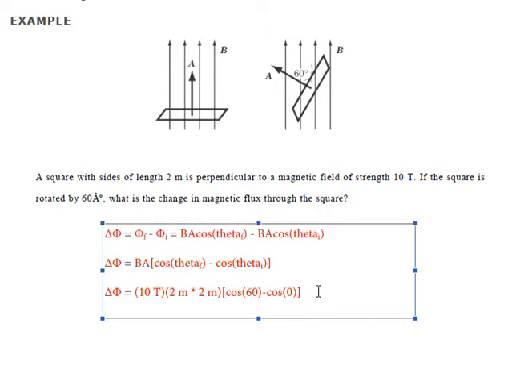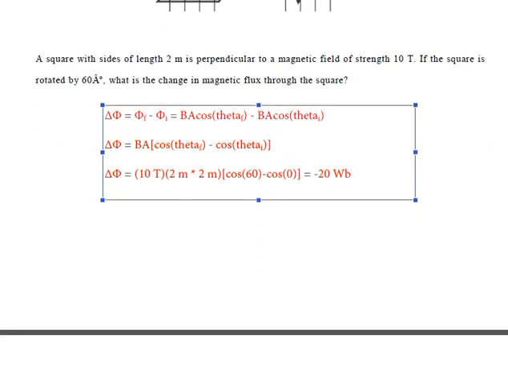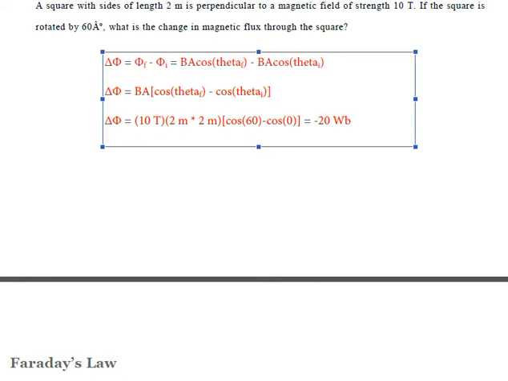Alright, so we run through, do that math. 10 times 4 is 40. What do we have here? 1/2 minus 1. So 40 times negative 1/2, we get negative 20 Webers there for the flux. So our change in flux is a negative answer. The change in flux can be a negative answer. You have to write it in.